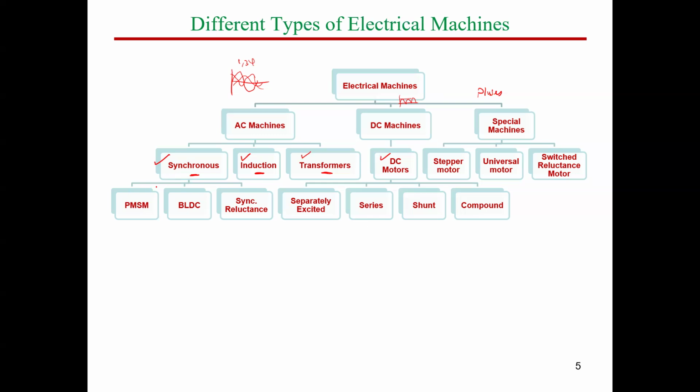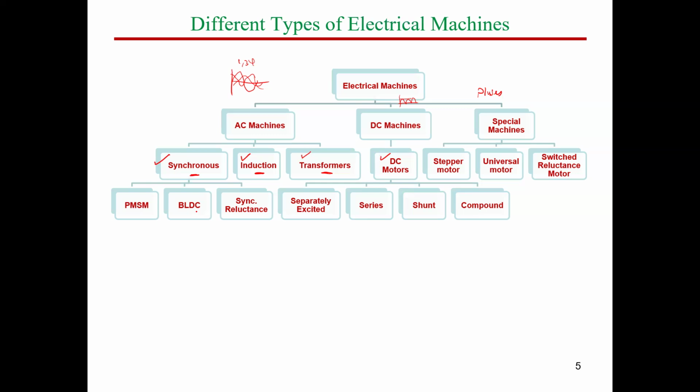Here we have some subcategories for every machine. For instance, the synchronous machine could be a permanent magnet synchronous machine. It could be BLDC or brushless DC machine. So brushless DC doesn't mean it's a DC machine. We call it BLDC because it's supplied by DC, and then the DC will be converted to AC by means of a power electronic converter.